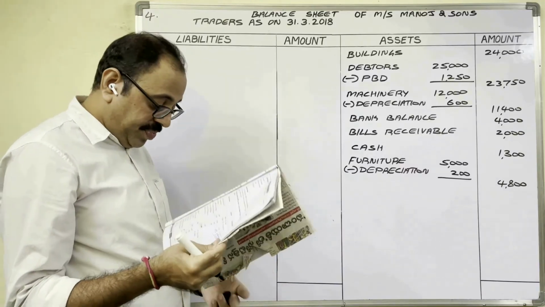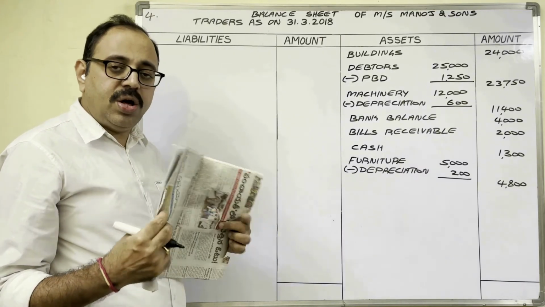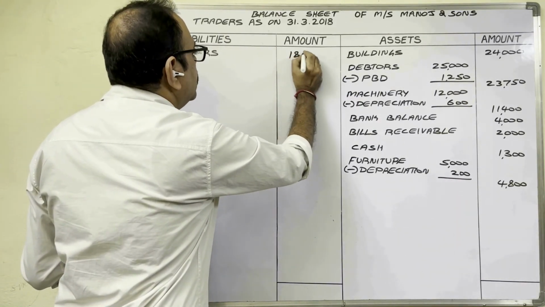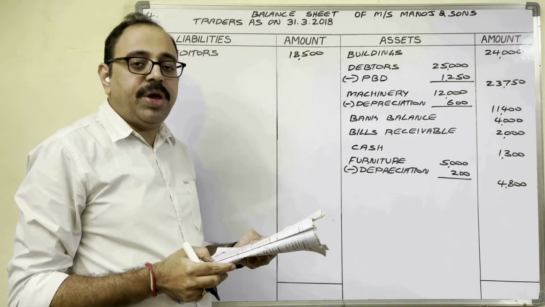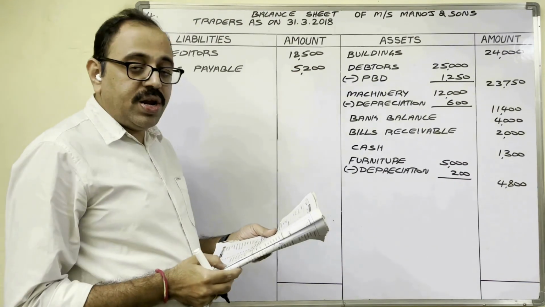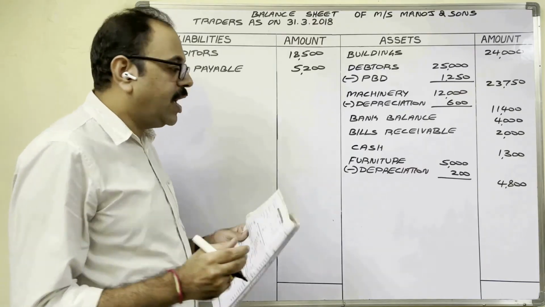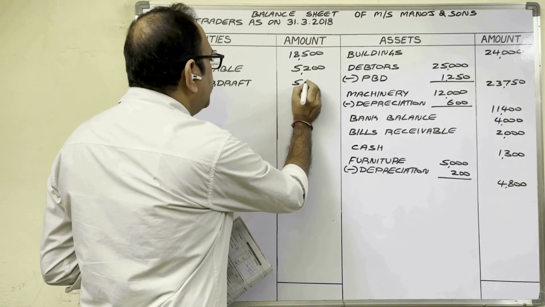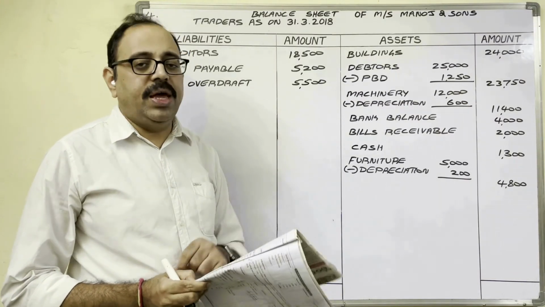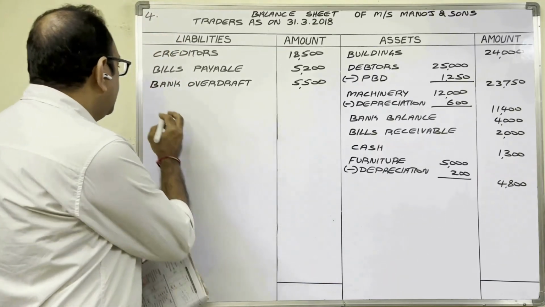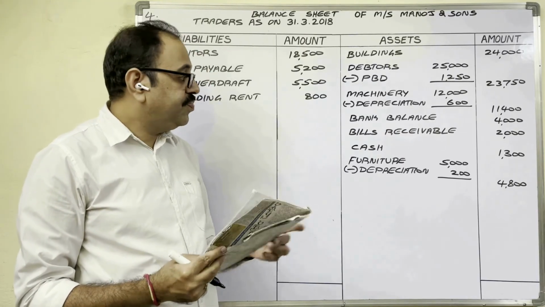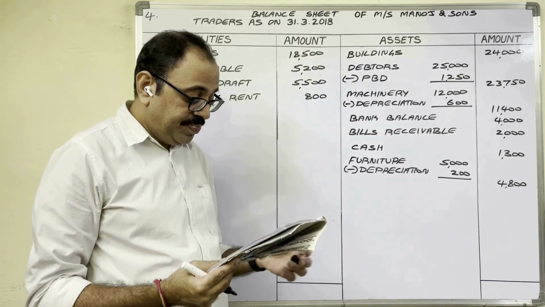Come to trial balance credit column, meaning here liability side. Sales. Creditors, creditor is a liability, amount 18,500 rupees. Capital, interest received, bills payable, it is a liability, 5,200 rupees. Bank overdraft, from bank we took a loan, this is also a liability, 5,500 rupees. Next, outstanding rent 800. We have to pay, so it is a liability. Liability side, trial balance amounts completed. Come to adjustments. Closing stock on asset side at the end.